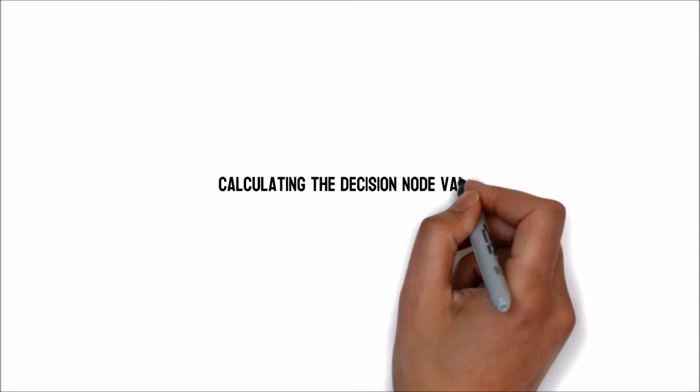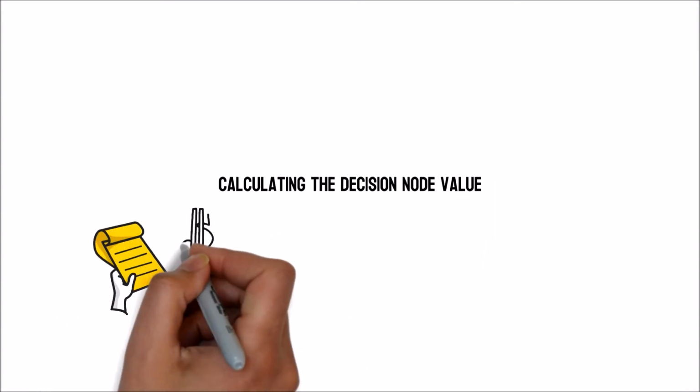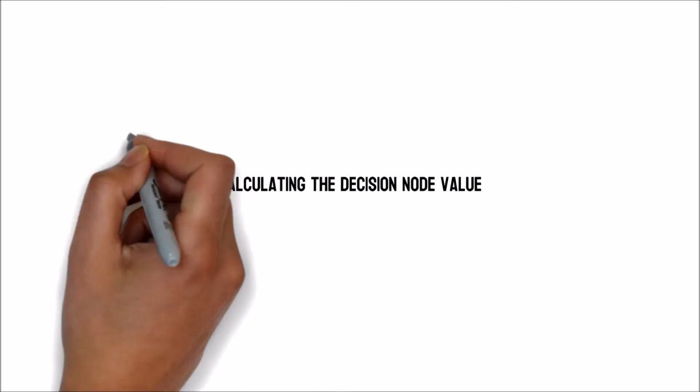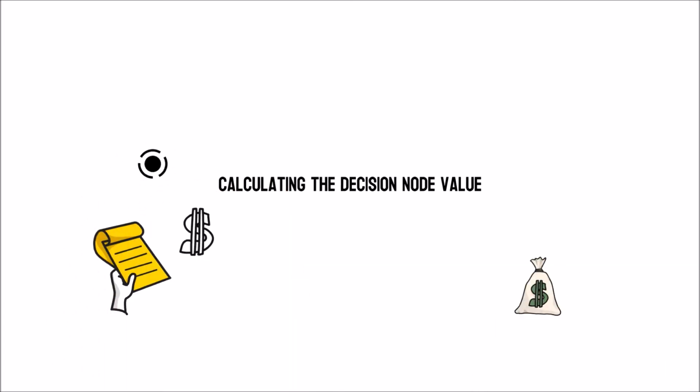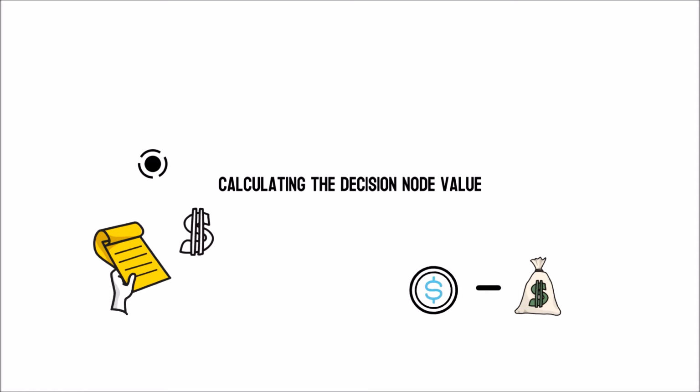Calculating the decision node value. Write down the cost of each alternative along every selection line when analyzing a decision node. Then subtract the cost from the value you've already determined for the conclusion. It will provide people with a value representing the benefit of making that choice.